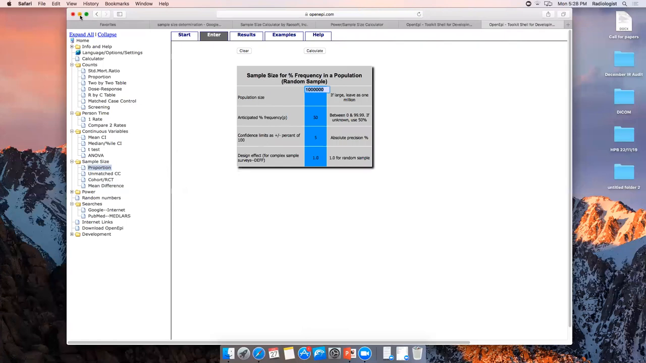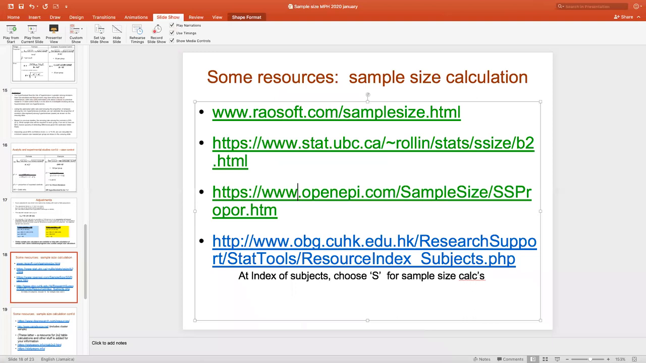Another sample size, another site. This one I'm not gonna click on it because sometimes it's until the end, I'll try it. This one is from the obstetrics department of the Chinese University of Hong Kong. It has a whole statistical toolbox available. And you can search for the subject. So if you're doing sample size, you look on the S and you see the menu and you choose.